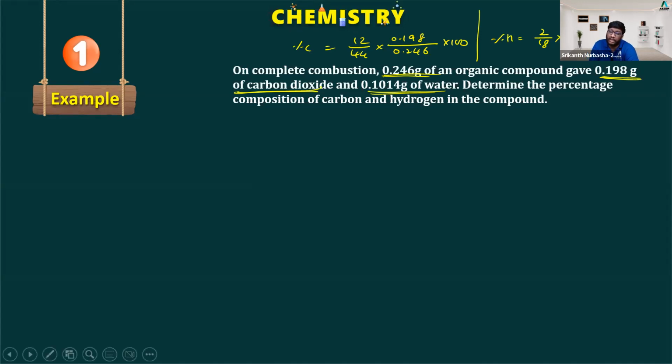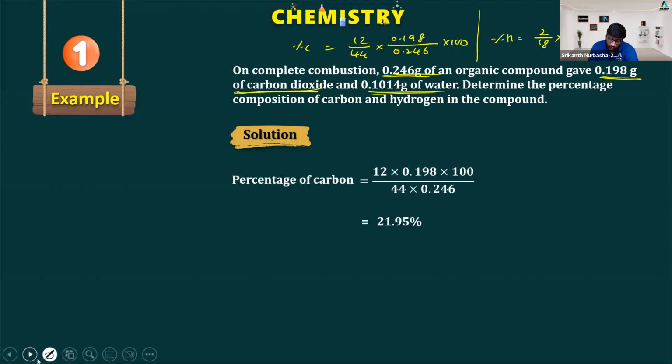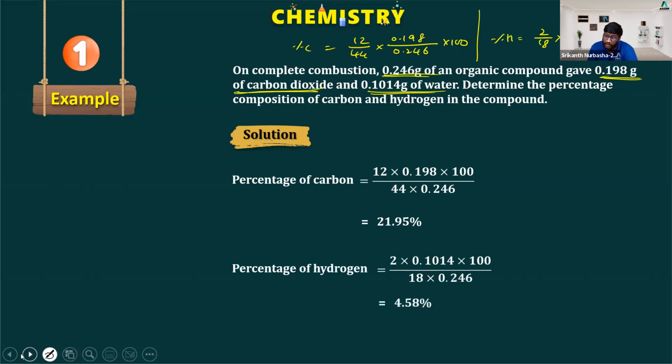Do the calculation, you will get the answers. Percentage of carbon 21.95, percentage of hydrogen 4.58. Got it or not? They have directly mentioned the weight of carbon dioxide and weight of water in the question.